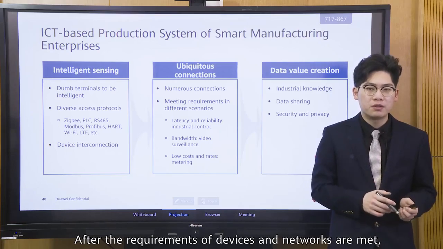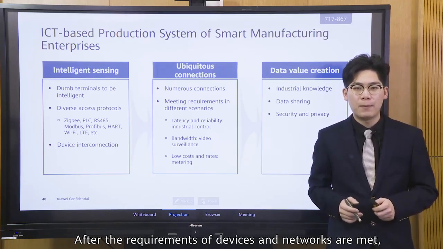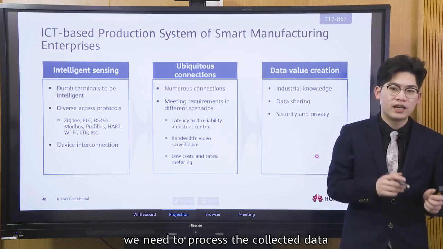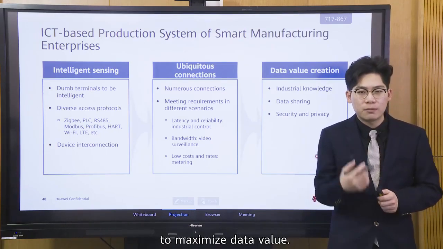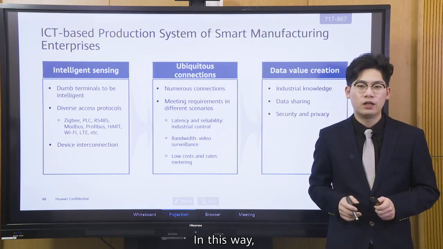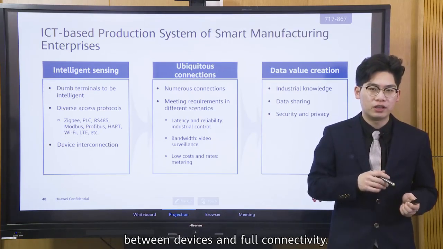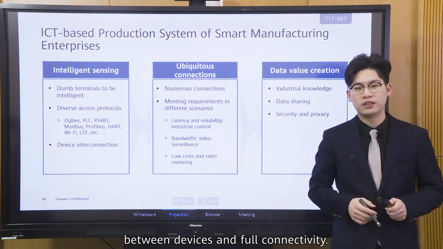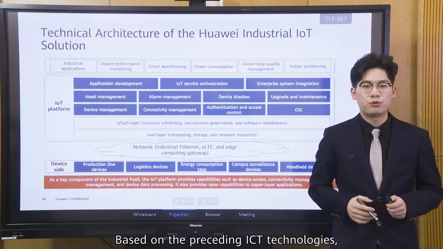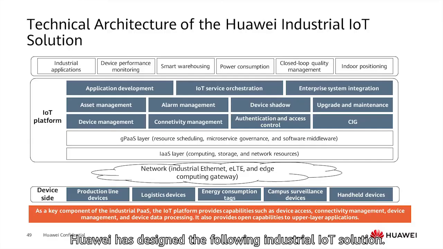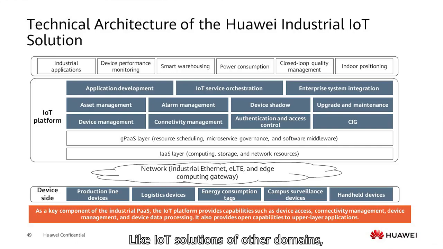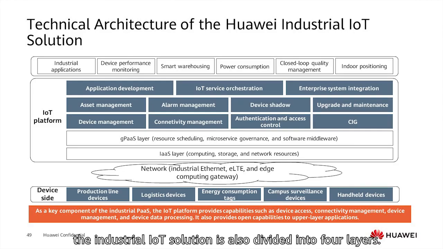After the requirements of devices and networks are met, we need to process the collected data to maximize data value. In this way, we can achieve intelligent coordination and linkage between devices and full connectivity. Based on the preceding ICT technologies, Huawei has designed the following industrial IoT solution. Like IoT solutions of other domains, the industrial IoT solution is also divided into 4 layers.